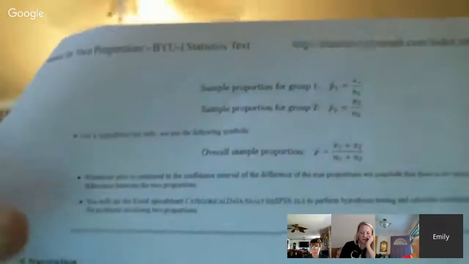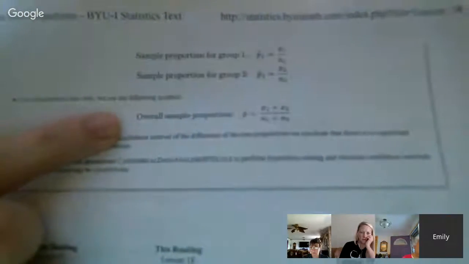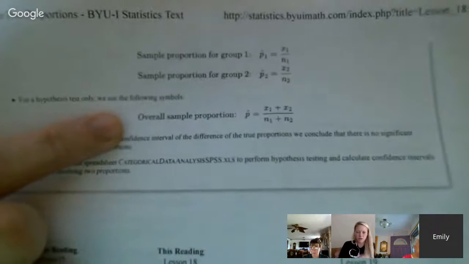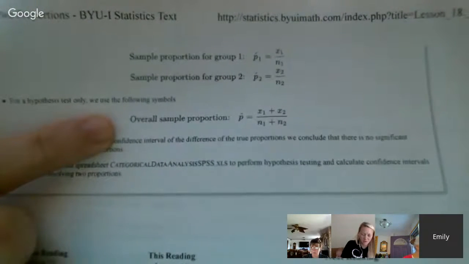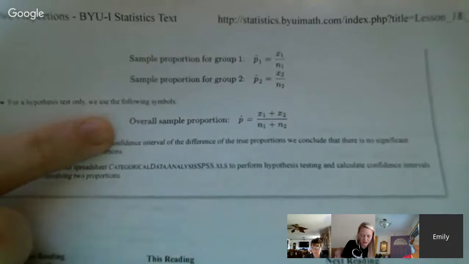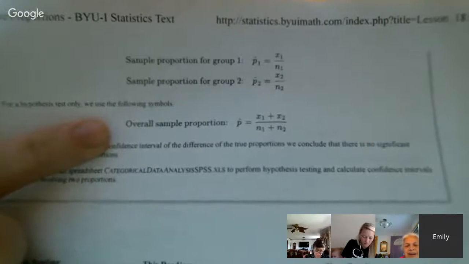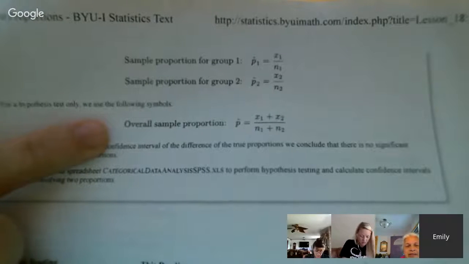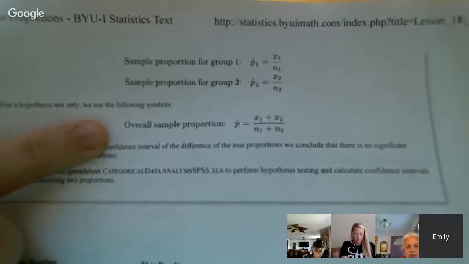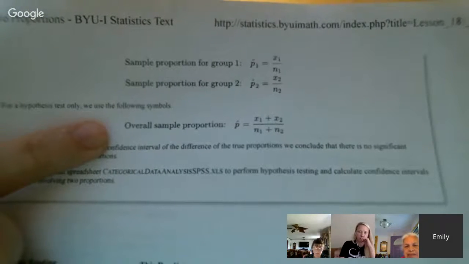Okay, so you see, I think it's the overall proportion. Is it supposed to be where they're combined? Yeah. Wait, let me write that down real fast. p hat equals x1 plus x2 divided by n1 plus n2. Since our Excel has already told us what p hat 1 and p hat 2 are, why don't we just add those?